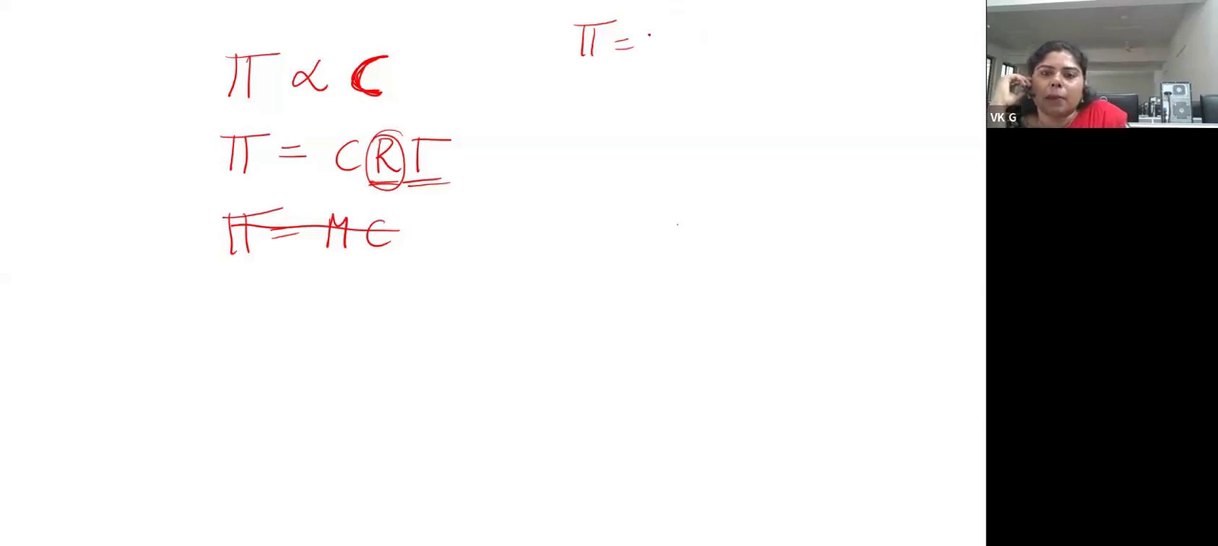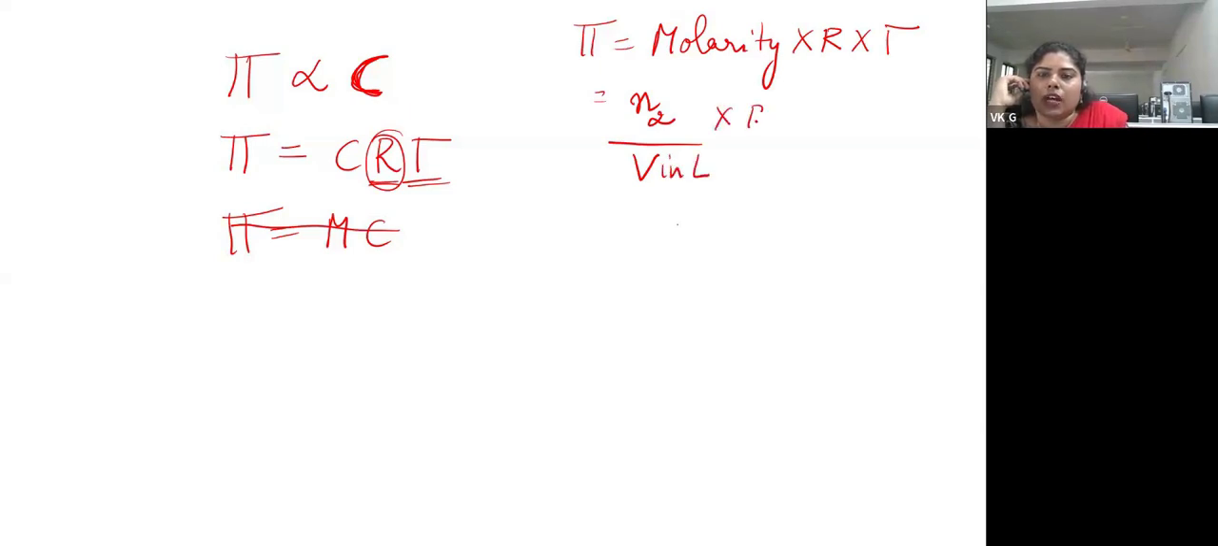So, you say that pi is equal to CRT. C is nothing but molarity into R into T. Correct? Concentration and molarity I have taken. Molarity formula you know. Number of moles of solute divided by volume of solution in liter. Volume of solution in liter into R into T. The rest remains the same. Correct?